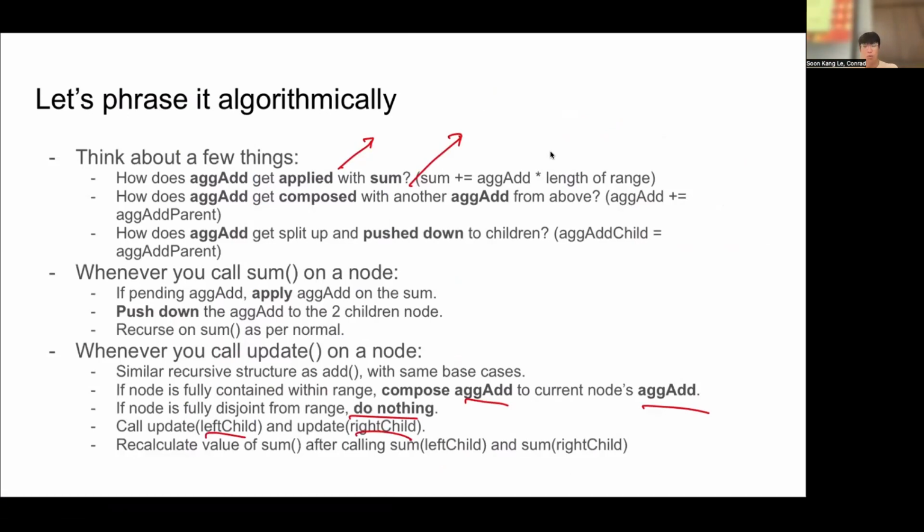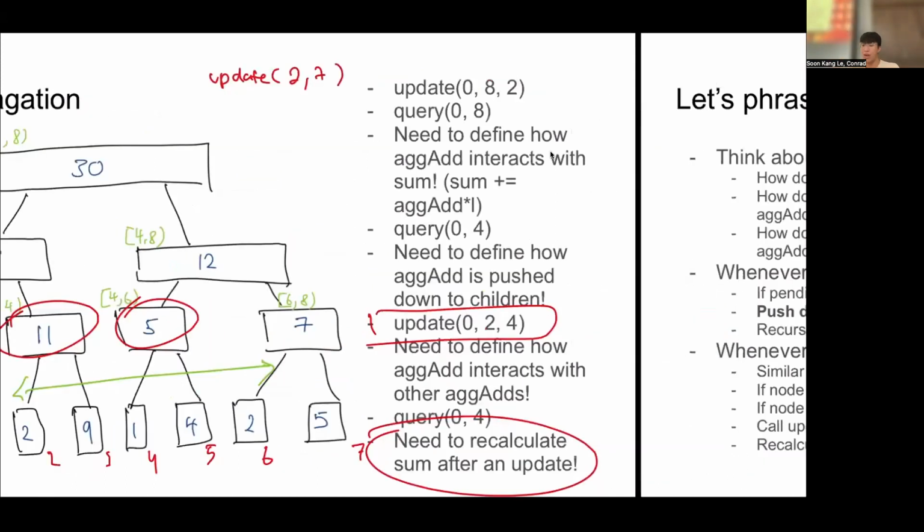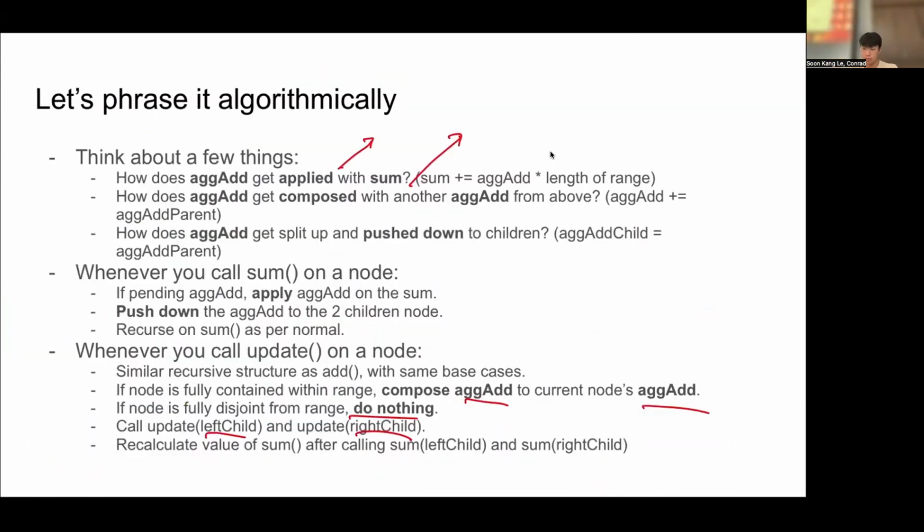At the same time, based off what we learned just now, every time we do an update, we also need to recalculate the sum and push it back up. We actually need to recalculate the value of sum after calling update left child and update right child. Make sense? So this is the essence of how lazy propagation works.